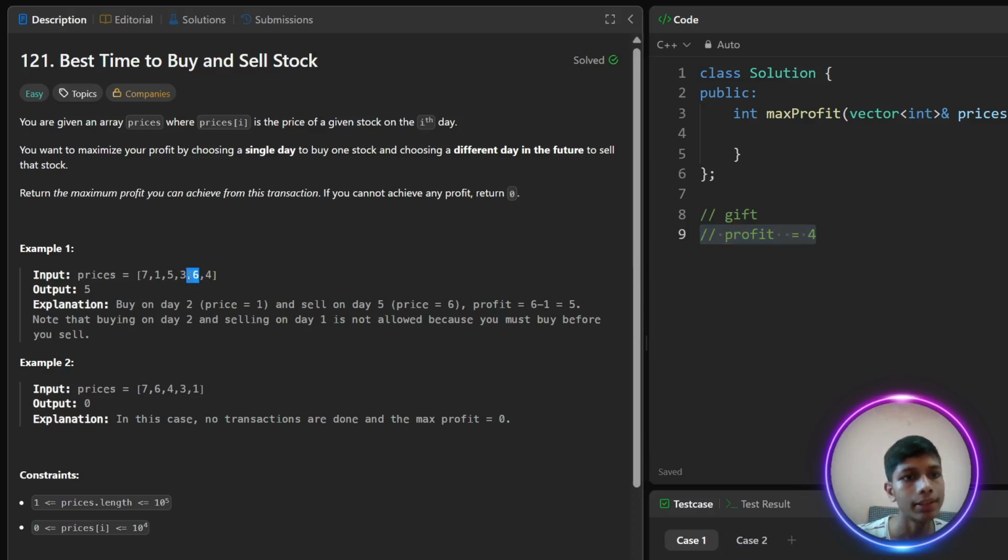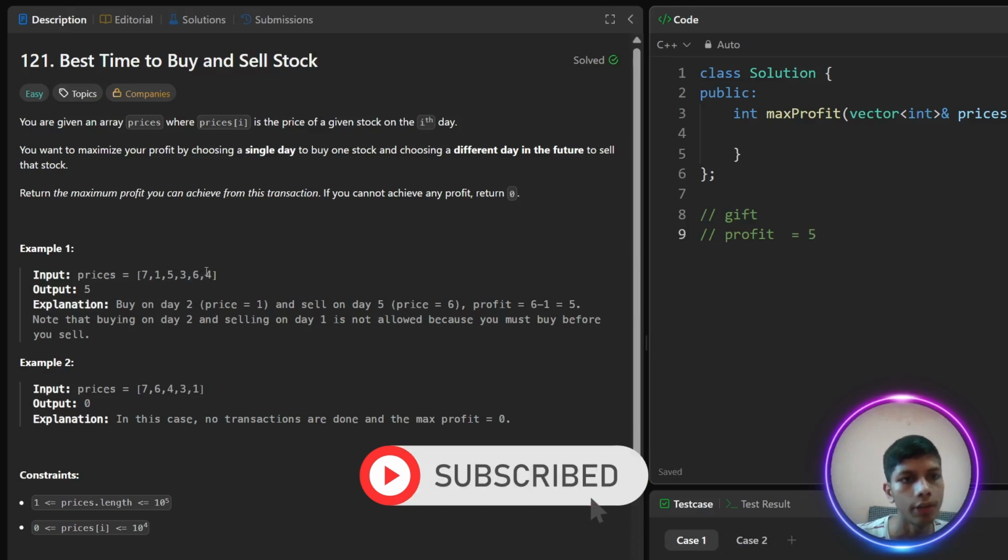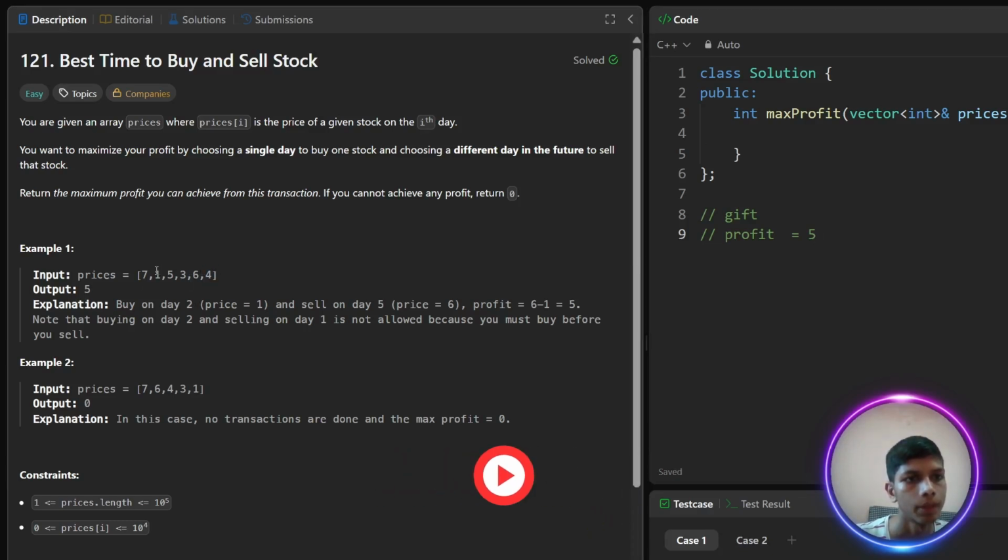Now on this day, my selling price is 6, and the cost price was 1. So 6 minus 1 is 5, so our profit is 5, which is greater than my previous profit. So I will put this in my profit. Now I will check with another selling price: 4 minus 1 is 3, which is not greater than my previous profit, so I will not do anything here, and I will return 5, which is the answer, the output.